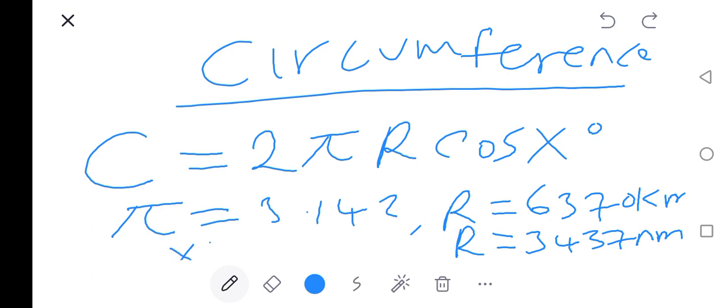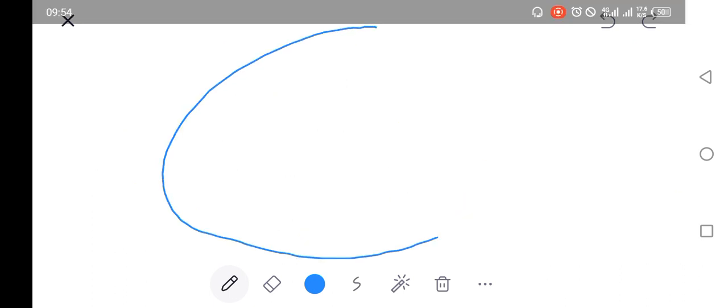So x is a latitude angle. The latitude angle. So you're writing those things. Now, 34, 37 what? NM, nautical miles.